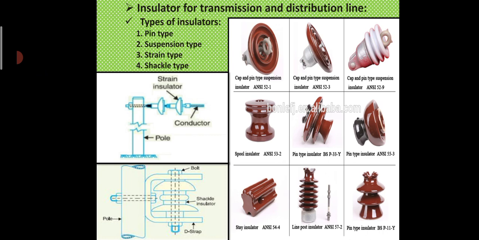Next is suspension type insulators. Pin type insulators are used up to 33 kV. They can be designed for 66 kV, but they become bulky. So it becomes ineffective, as the insulator becomes useless when it gets punctured or mechanically damaged.